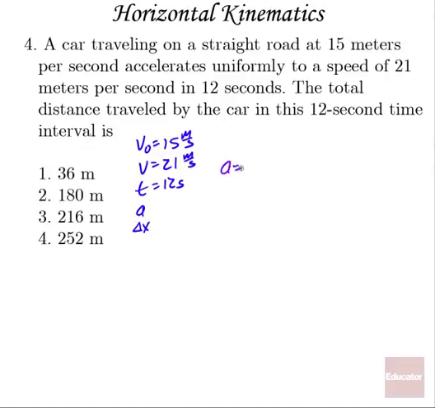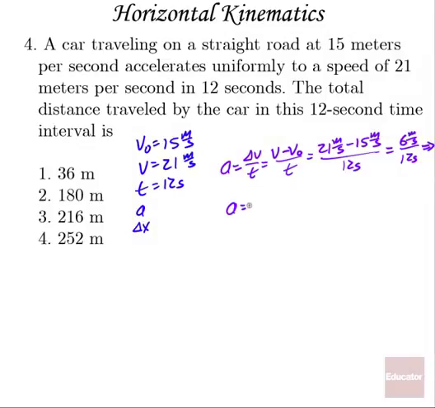So I know that acceleration is change in velocity over time, which will be final minus initial velocity over time, or 21 meters per second minus 15 meters per second over 12 seconds. 21 minus 15, that's 6 meters per second over 12 seconds. Therefore, I would say our acceleration is going to be 0.5 meters per second squared. I have another item that I know. Now I can use any of the kinematic equations that has my delta x in it in order to find the distance traveled by the car.